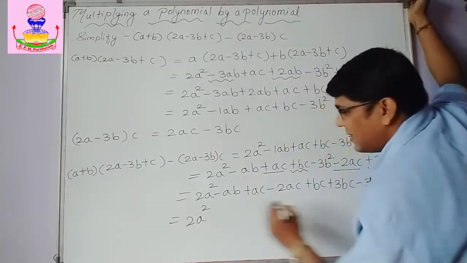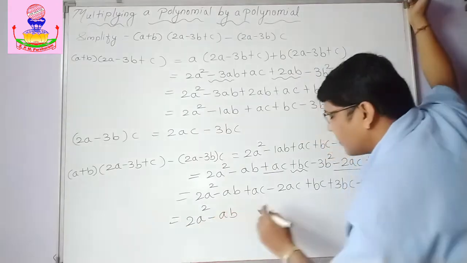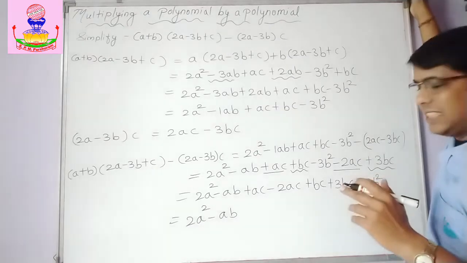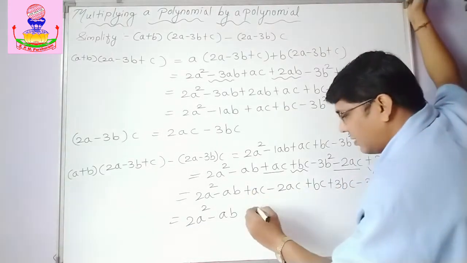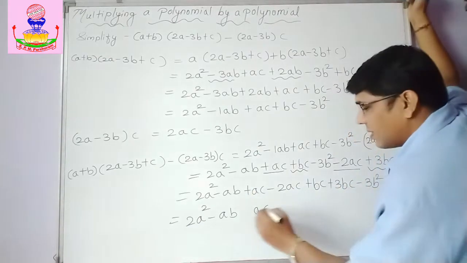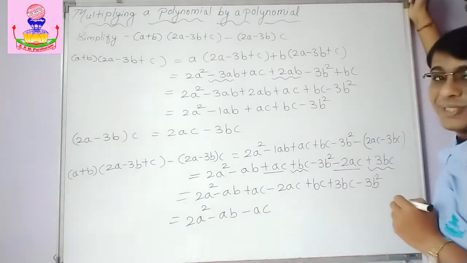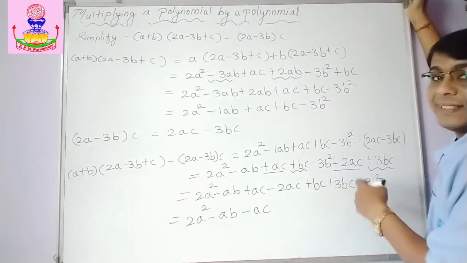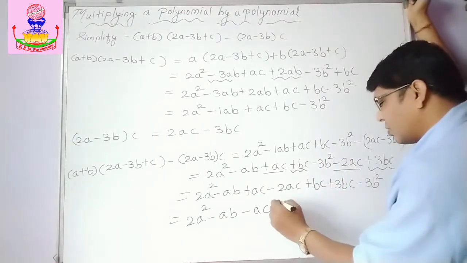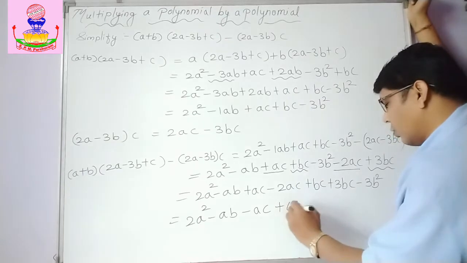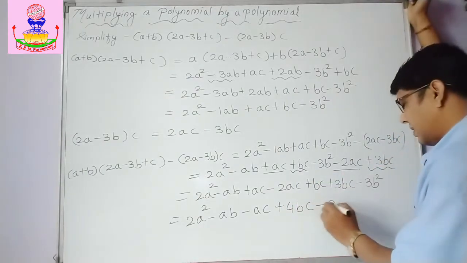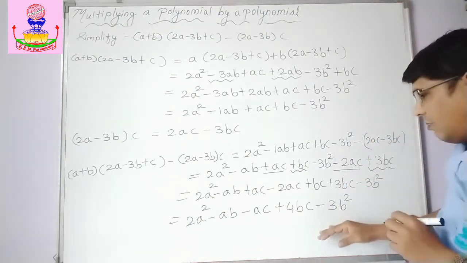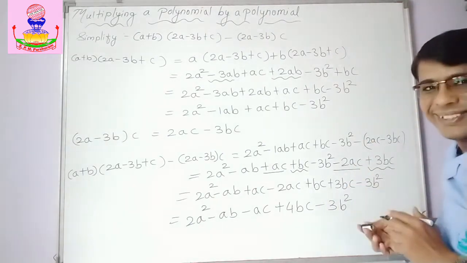So 2a square minus ab. Now plus ac minus 2ac. Difference in sign, go for subtraction. So 2 minus 1, 1. So ac. Give the sign of bigger number. So minus ac. Okay. Now plus bc plus 3bc. Similarity in the sign, go for addition. So 3 plus 1, 4, 4bc minus 3b square. So that is what the final answer is.